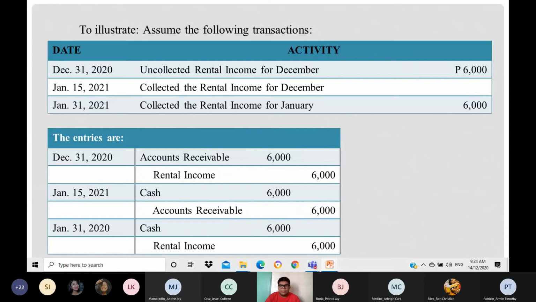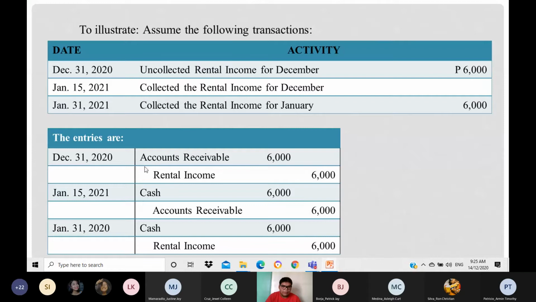So, you have a rental income, 6,000. Then, pagdating ng January 15, na-collect yung renta, cash. Let's say it's cash. Debit that to cash for 6,000. Ito yun. December, nakolekta mo siya ng January 15. And credit to accounts receivable, 6,000. So, December 31, accounts receivable, na-collect na siya, therefore credit na siya.